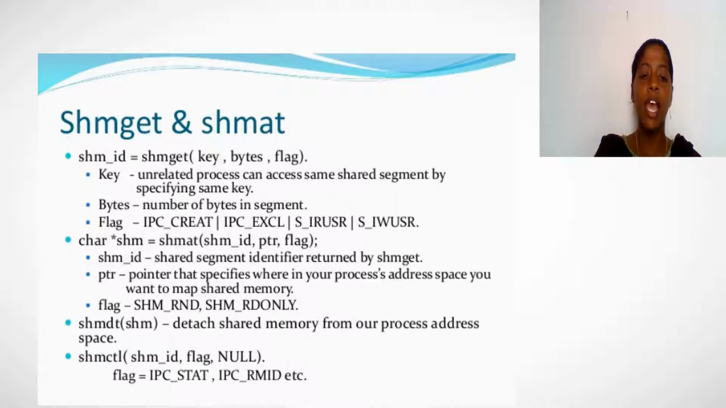Flag is used with IPC_CREAT, using the pipe symbol, and IPC_EXCL, in which you can use the pipe symbol. Next, char asterisk shm = shmat(shmid, ptr, flag), in which shmid is the shared segment identifier returned by shmget. ptr means pointer, the pointer that specifies where in your process address space you want to map the shared memory.